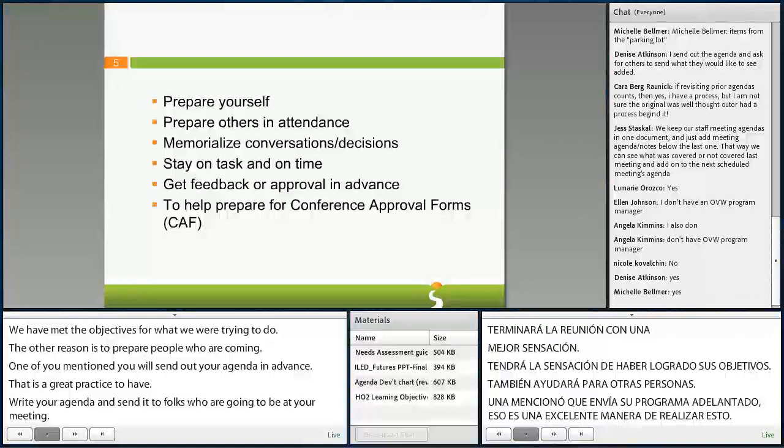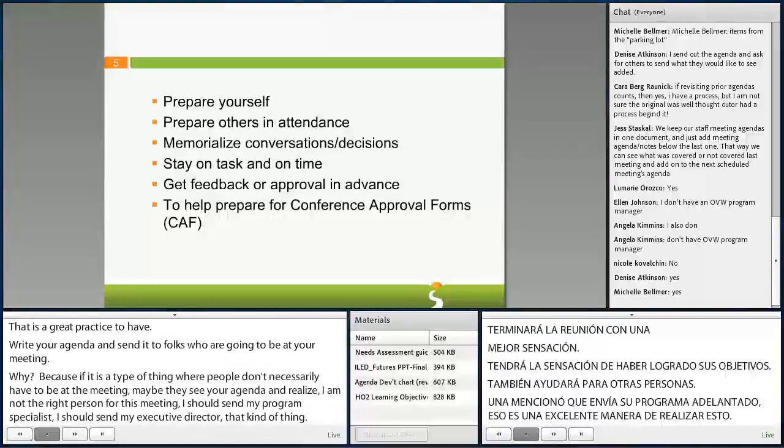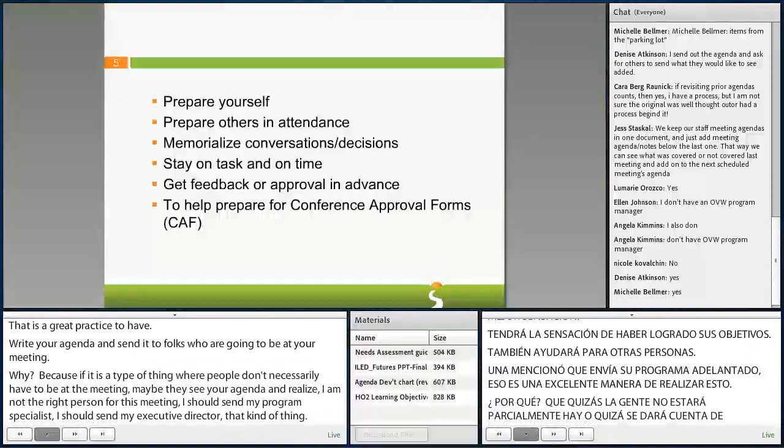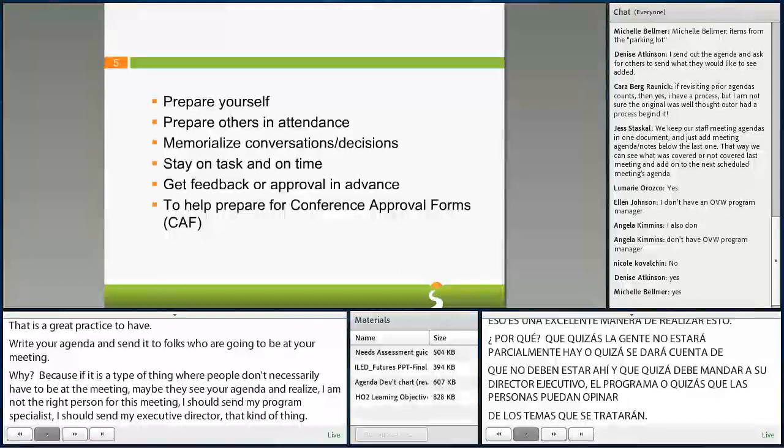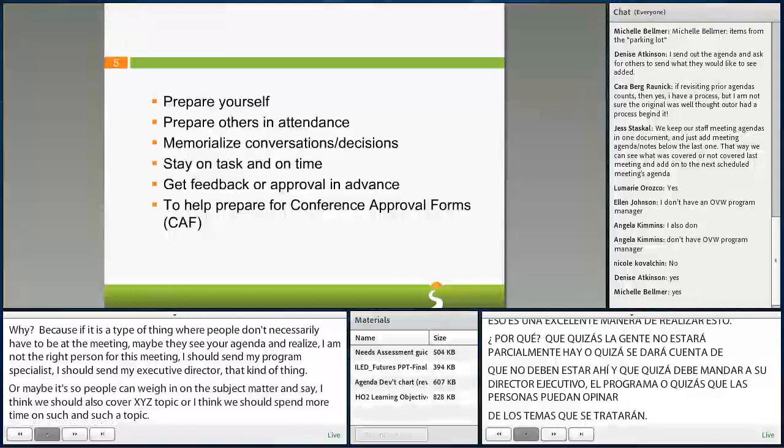Or maybe it's so that people can weigh in on the subject matter and say, oh, I think we should also cover XYZ topic, or I think we should spend more time on such and such a topic. In addition to that, it's really helpful to craft an agenda to memorialize conversations you've had or you're intending to have and decisions that you're going to be making.